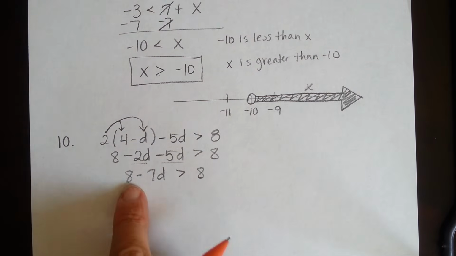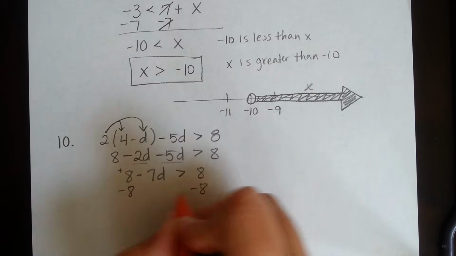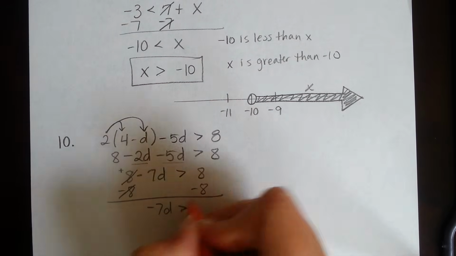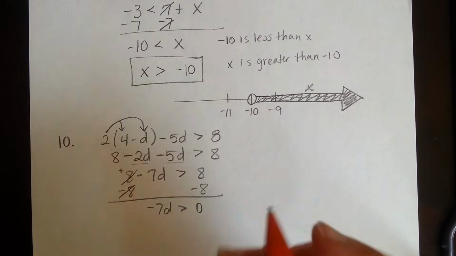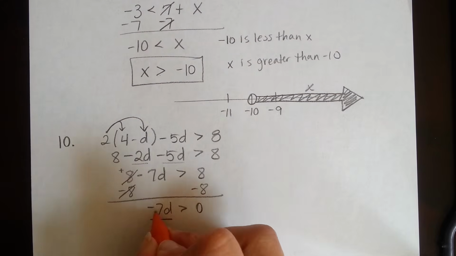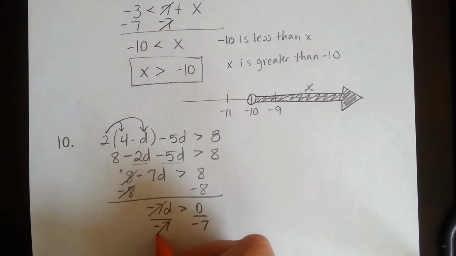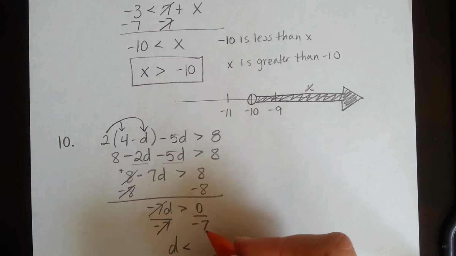Next, I would get rid of my 8. It's a positive 8, so I would get rid of it by subtracting 8 from both sides. So I have negative 7d is greater than 0. Next, I would divide. To get rid of something multiplied by negative 7, I would divide by negative 7. Remember, when I divide by that negative, I reverse the inequality symbol. So I have d is less than 0 divided by negative 7 is 0.